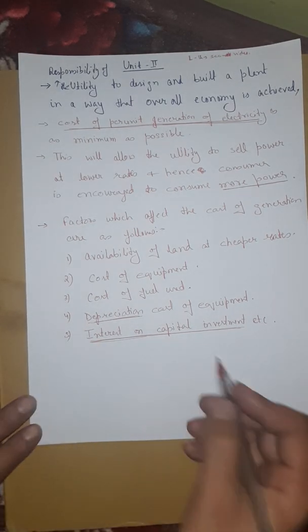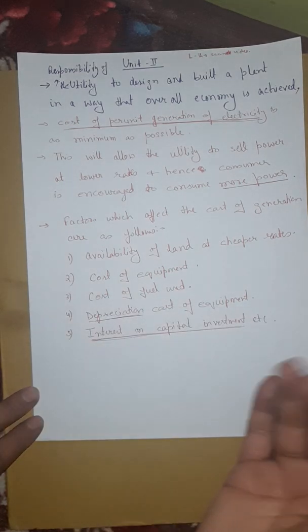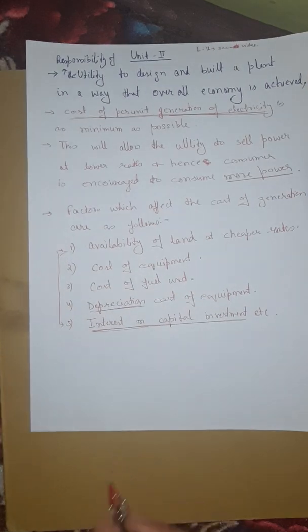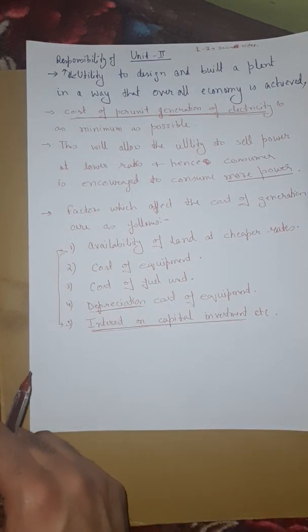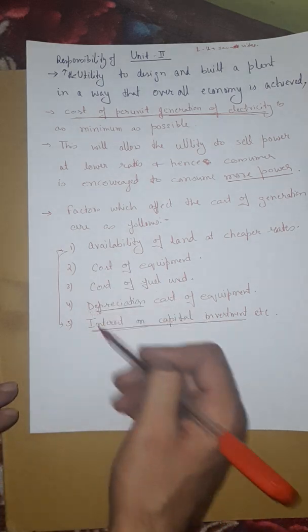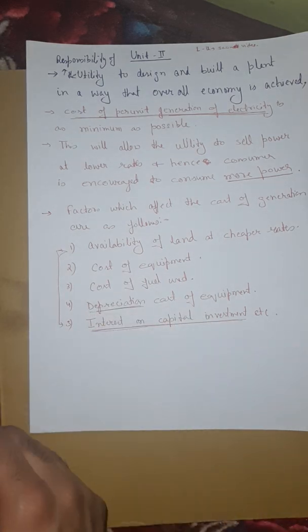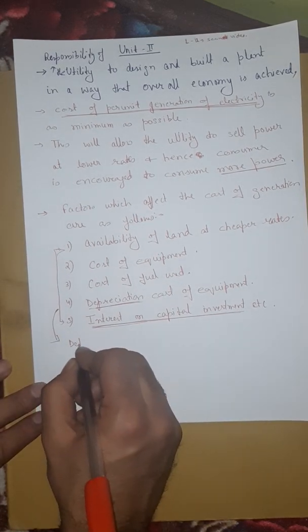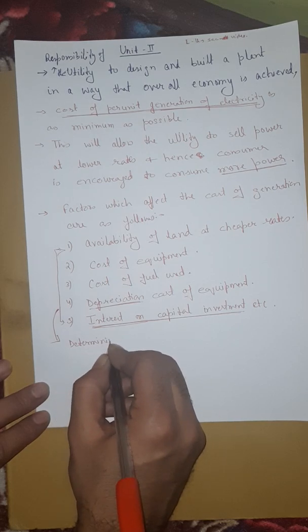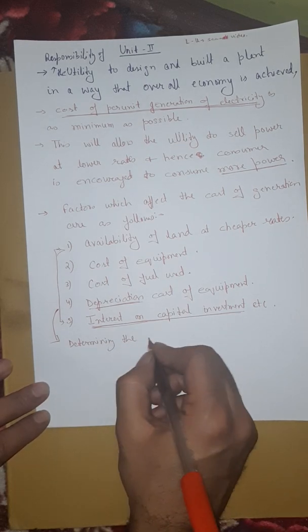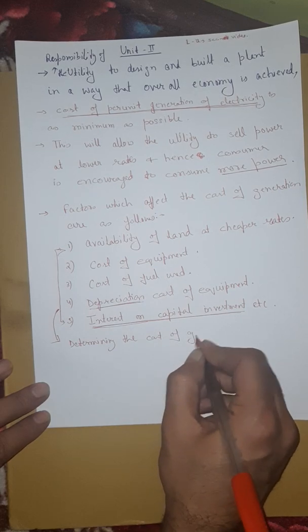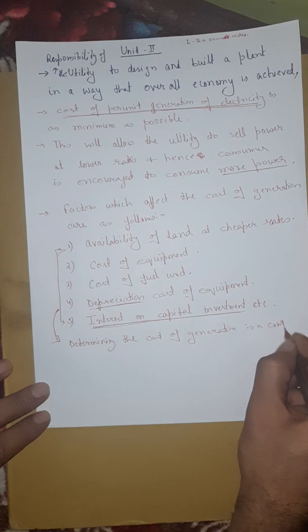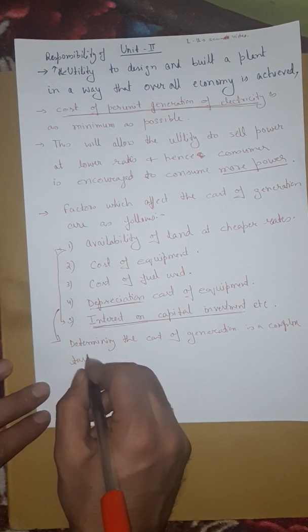So there can be many more factors, but these are the primary or major factors that will determine the cost of generation. From these points, you will see that determining the cost of generation is not an easy task. It is a very complex procedure. So I will say that determining the cost of generation is a complex task.